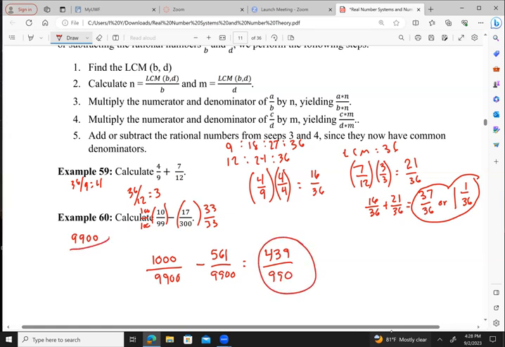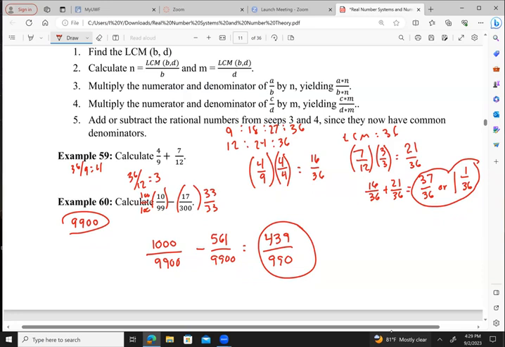And if this truly is the least common multiple, that should not reduce. And I don't see 3 won't work, 10 won't work, 2 won't work, 5 won't work. So we're probably golden.